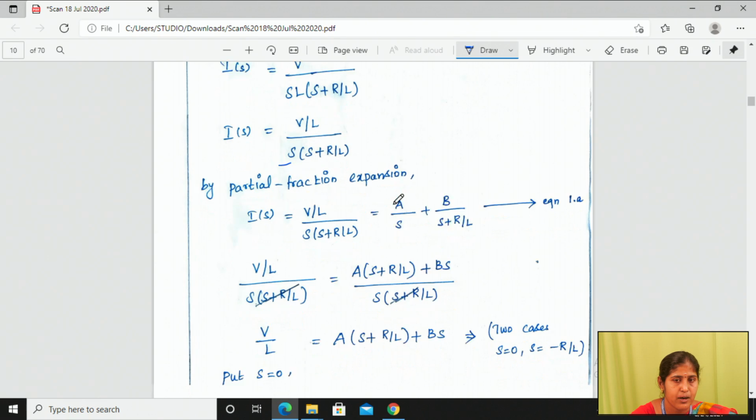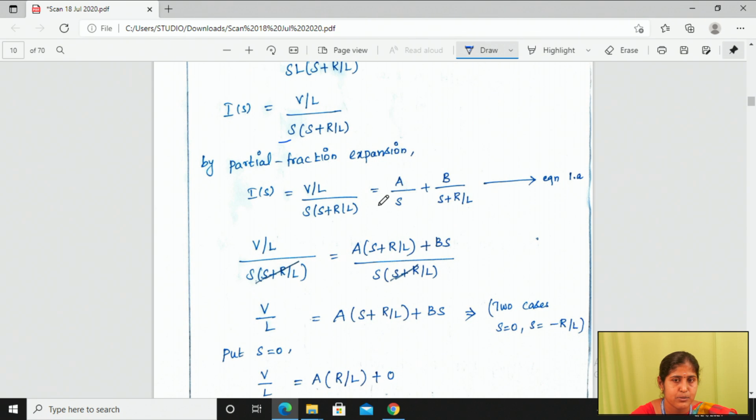So after taking the partial fraction, how we can write the expression for partial fraction? V by L divided by s into s plus R by L, which is equal to, right?